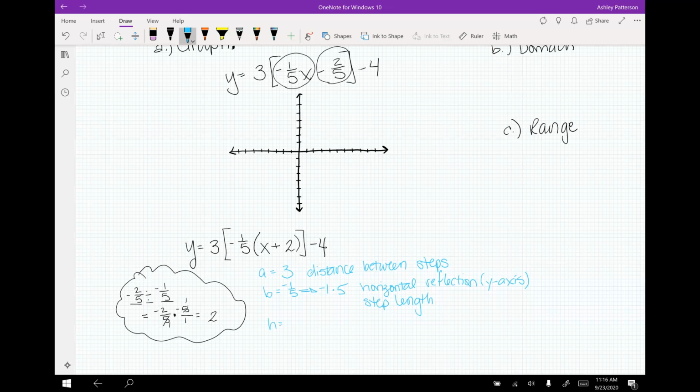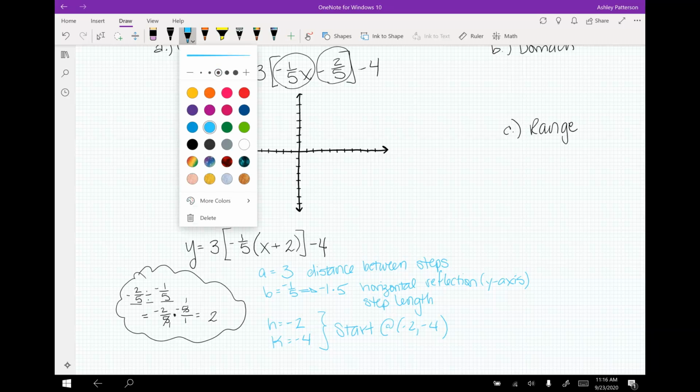Okay, h is -2 because we take the opposite sign for h. K is -4, which means that we start at -2, -4. That's where our first closed point is. Normally we would start at the origin. It is not the case because we have both a horizontal and vertical shift.